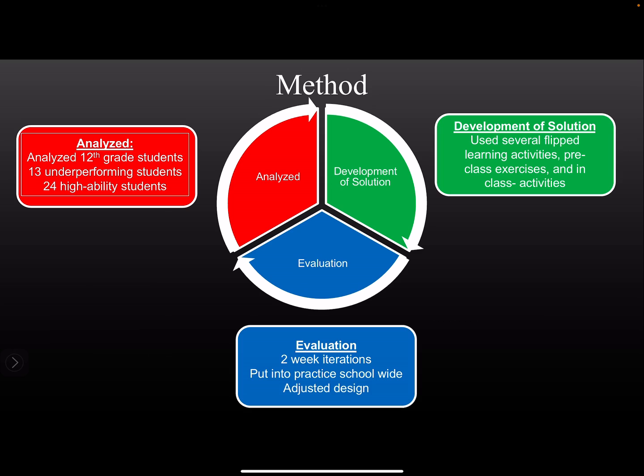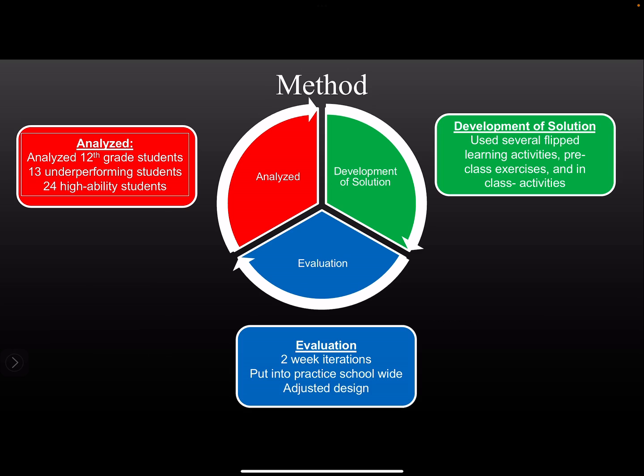So they did iterations of 2 weeks. So every 2 weeks they would adjust it and then start over again. Some adjustments were made to the second iteration based on experiences from the first iteration. The student engagement was evaluated at the completion of each iteration.